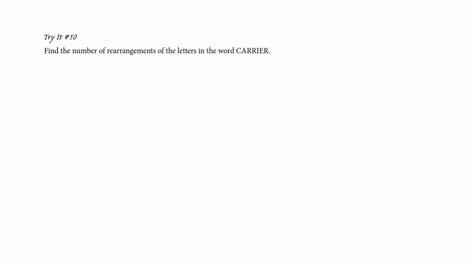Okay, so let's try it again with the word carrier here. I've got 1, 2, 3, 4, 5, 6, 7. I've got 7 factorial, but we've got repeats. The letter R repeats 1, 2, 3 times. So 3 factorial is all the ways you could rearrange those 3 R's, but we don't need them. They're repeats, so we divide by 3 factorial. Now, do we have any other repeats? No, just the R's repeat, so that would be my formula. 7 factorial divided by 3 factorial gets me 840.